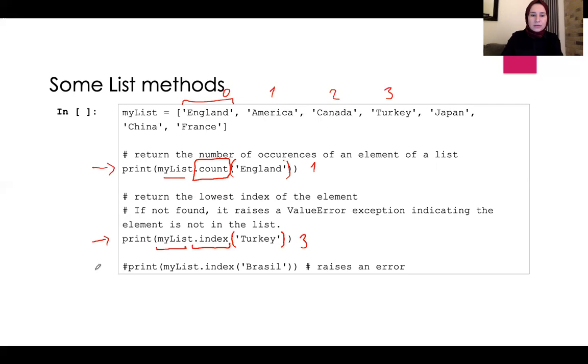If you try to find the index of an element which doesn't exist in your list, this will raise an error. For example, when you try to find the index number of Brazil here, as we don't have this country in this list, it will raise an error. And when you run this piece of code, those are the results you get. The count of England in this list is 1. The second one prints the index of Turkey, and we already figured out that it is 3.